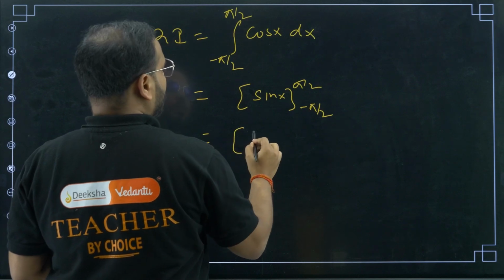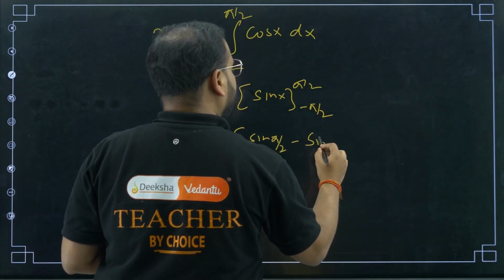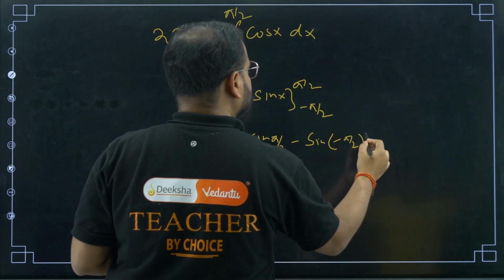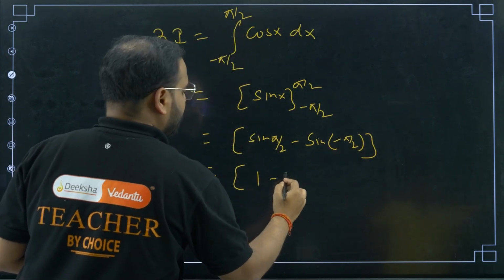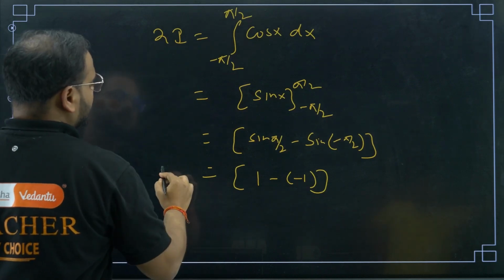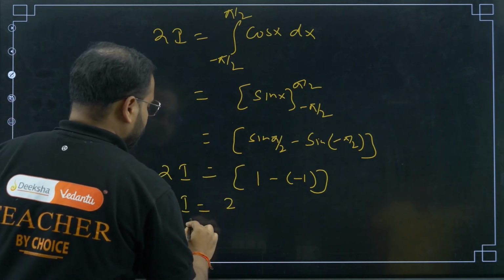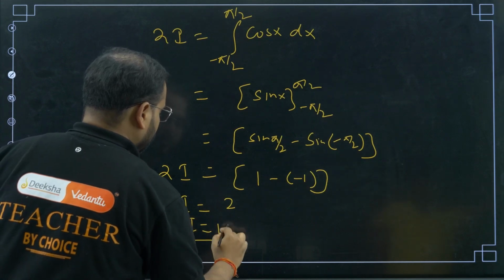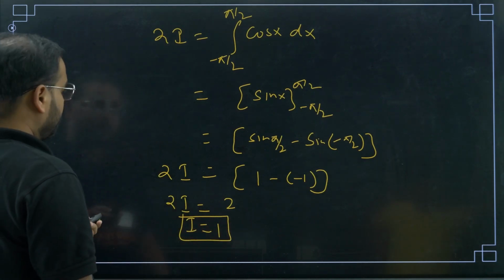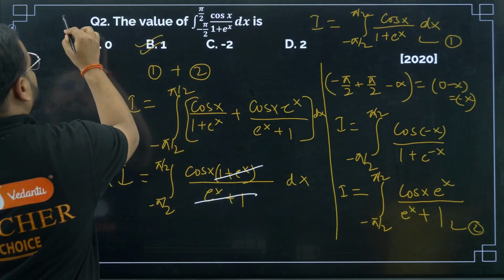What is this value? Sine of pi by 2 minus sine of minus pi by 2. How much is that? This is going to be 1 minus minus 1, because sine of minus pi by 2 is minus 1. And what is this entire thing? 2I. So I get 2I equals 2, so I equals 1. Please check. Option number B.